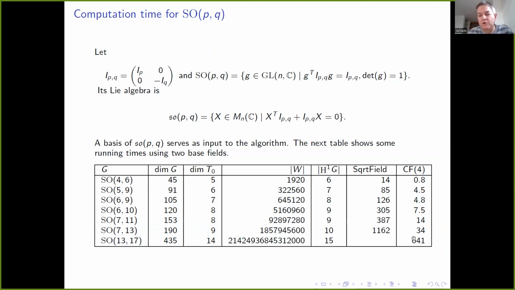And time also goes into computing, for example, a multiplication table of the Lie algebra, because the input is just, in this, for example, in this SO(7,13), the input is just a list of 190, in this case, 20 by 20 matrices. And it needs to compute a multiplication table and maximal torus and, well, and so on, yeah? Cartan decomposition. All of these things.